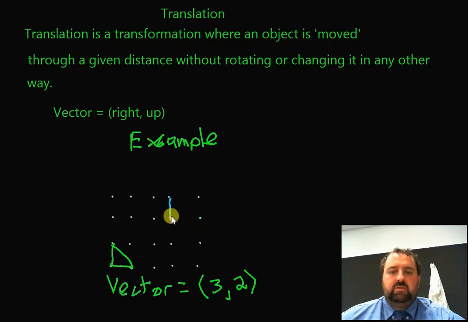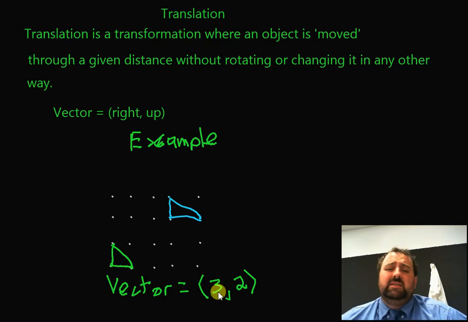So my image, now you'll note that if I've actually drawn my grid paper out properly, this image will look exactly the same as the original object. My image has moved 3 to the right and 2 up.